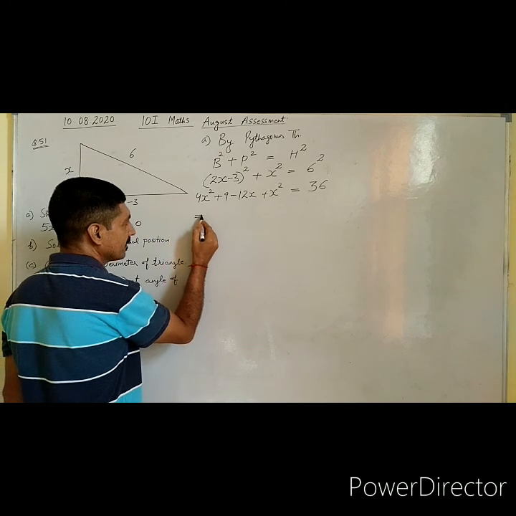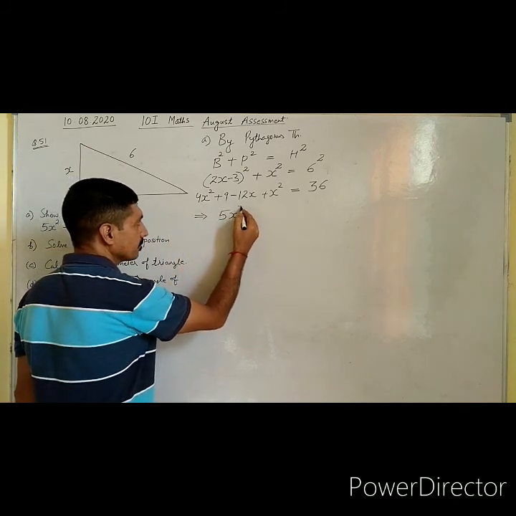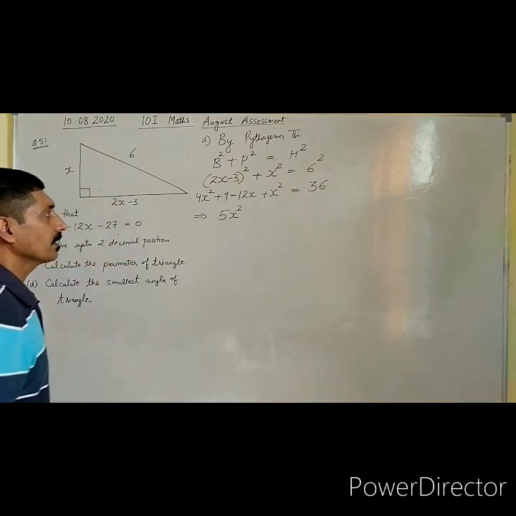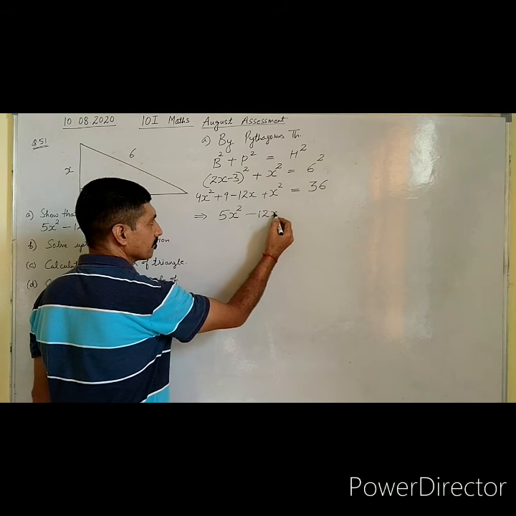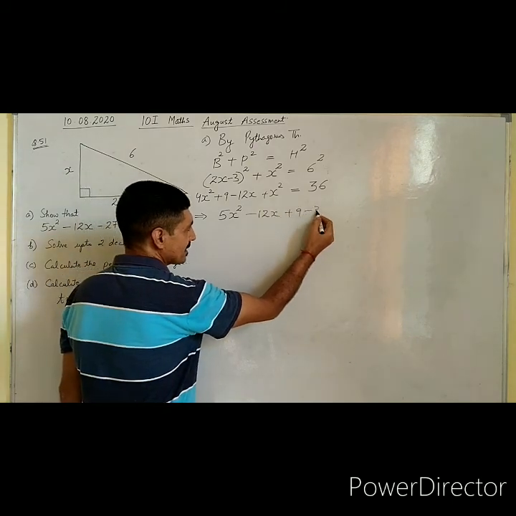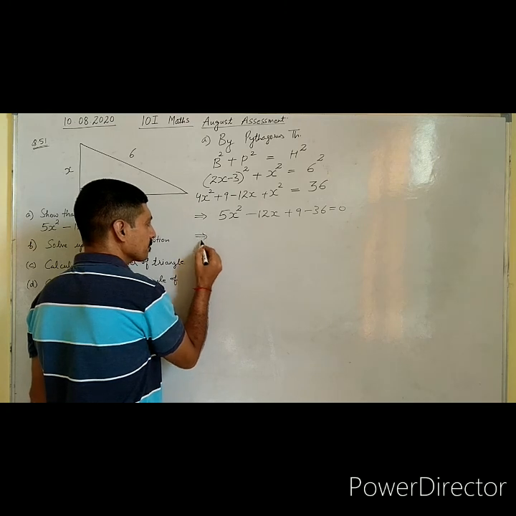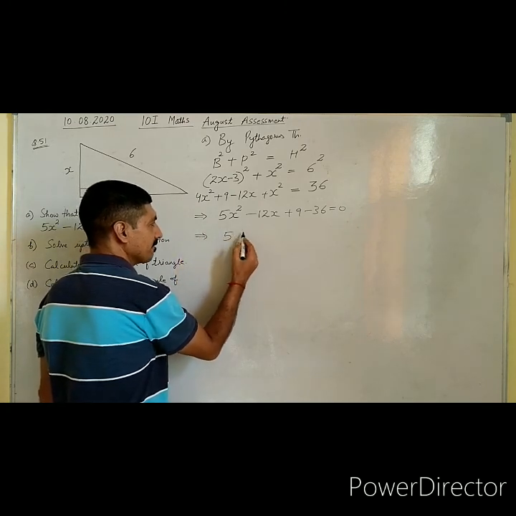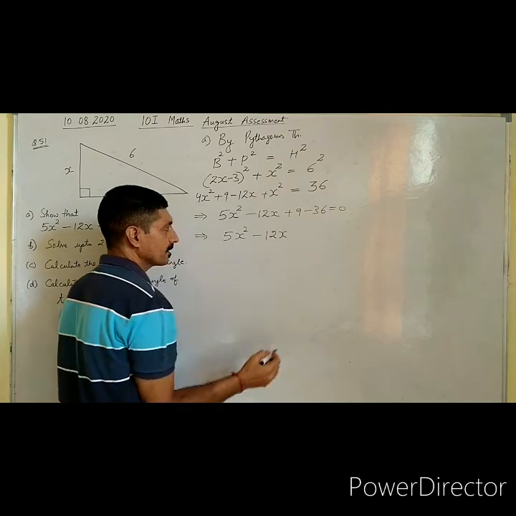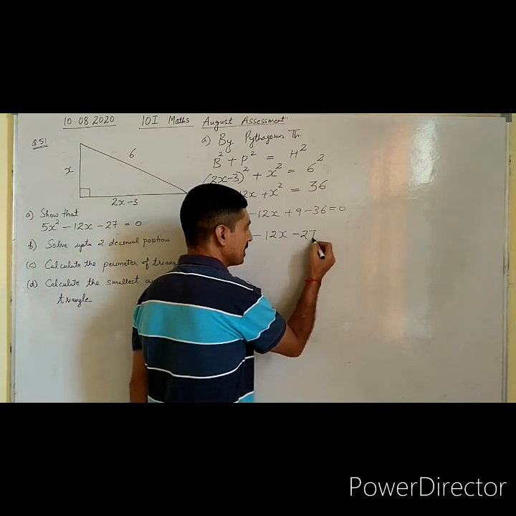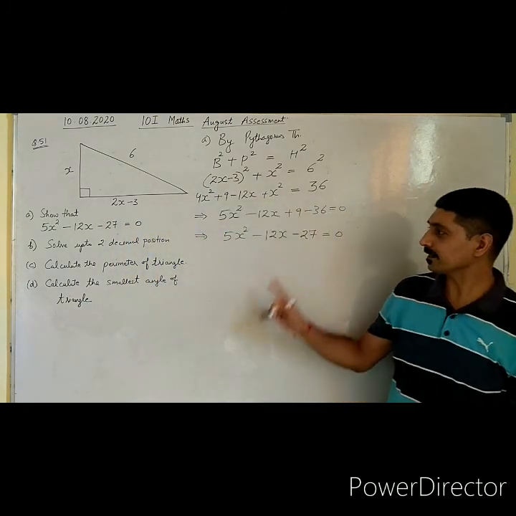which implies that 5x square minus 12x plus 9 minus 36 is equal to 0. So what we have? We have 5x square minus 12x minus 27 is equal to 0. So this is our first part.